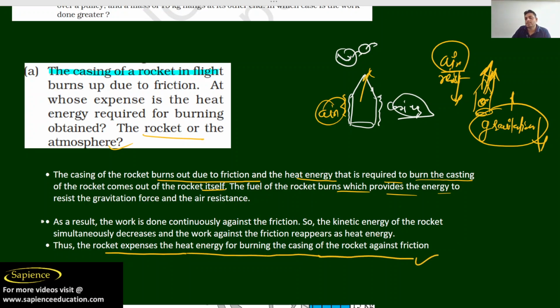I hope you have understood. The rocket has to burn its fuel to provide sufficient energy to burn the casing of the rocket. I hope you all have understood now.